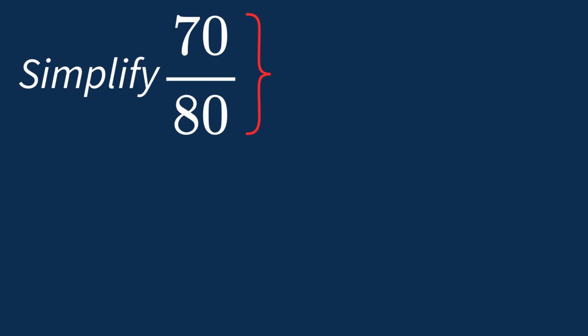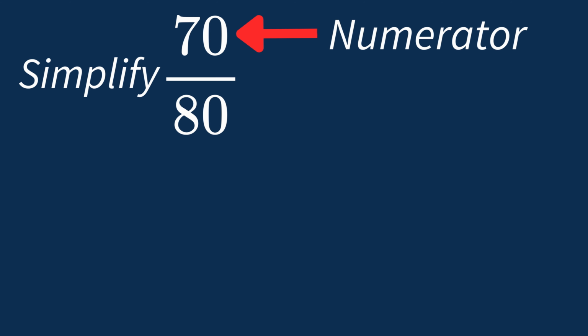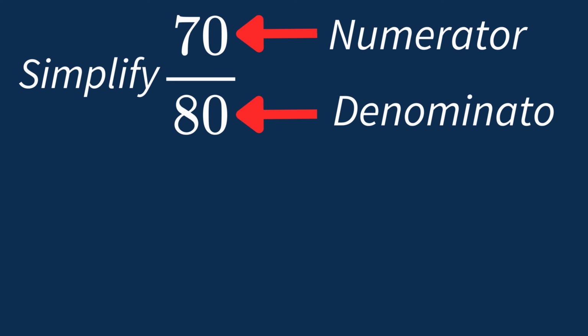To simplify 70 over 80, we need to look for the common factors between the top number, the numerator, and the bottom number, the denominator. First, let's list out the factors for each.